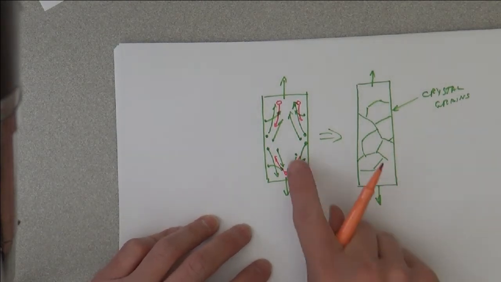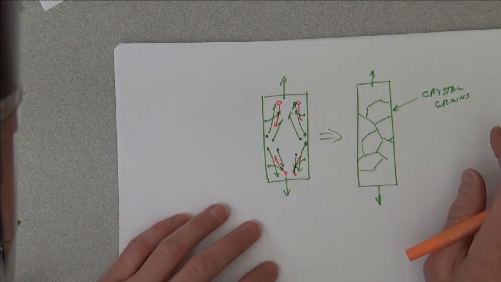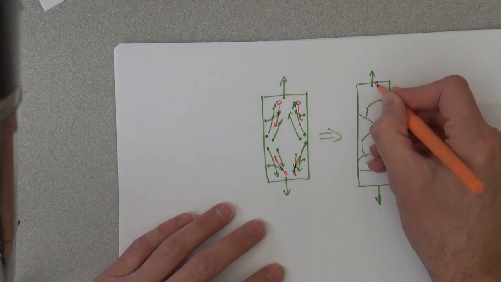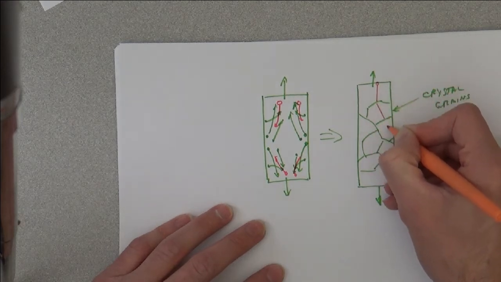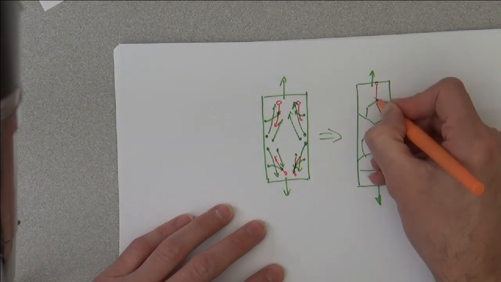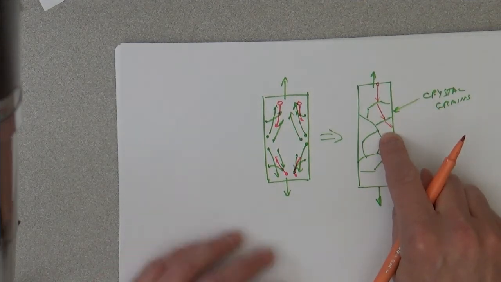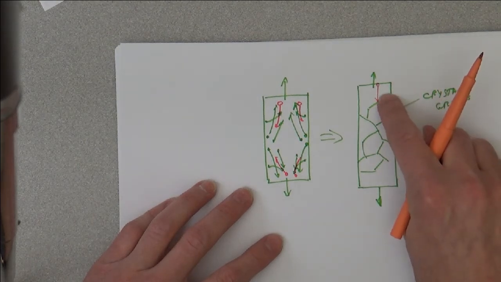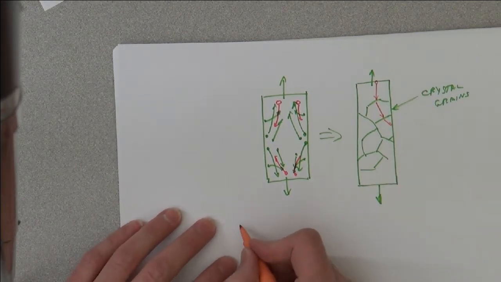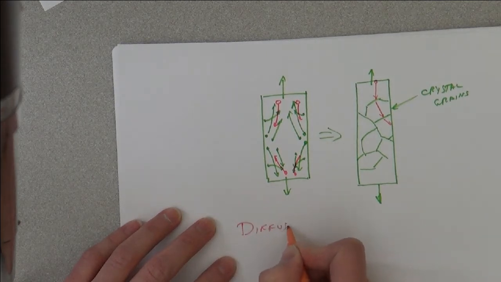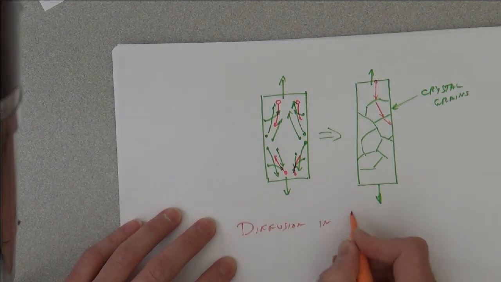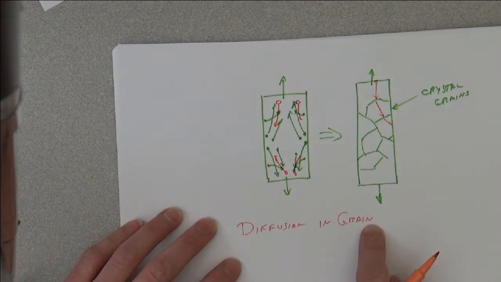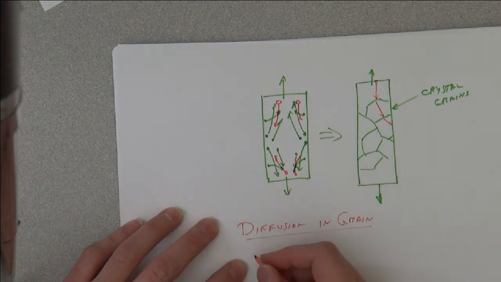So one way that you can think about the diffusion process is that vacancies come through and they diffuse through the grain. And the process and the mathematics of this diffusion in grain was worked out, and we call this Nabarro-Herring creep.